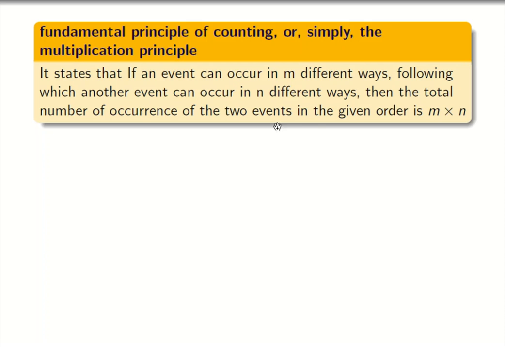So here, you have a main event, and within the event, there are m different ways of some part of the event happening, and there are also n different ways of some other part of the event happening. Then the total number of occurrences of the main event is given as the product of m and n. This is why we call it a multiplication principle. So let's look at an example, and then you will really understand that.